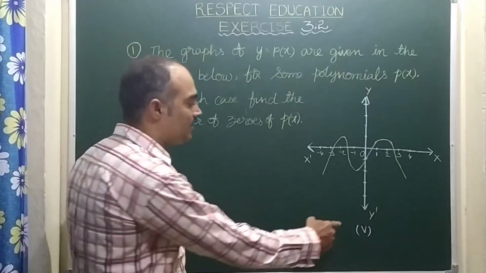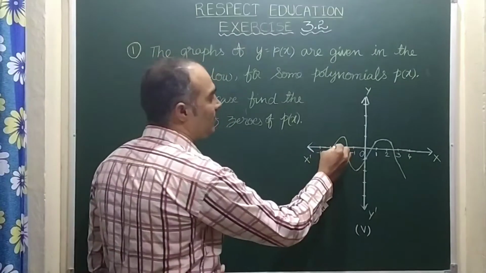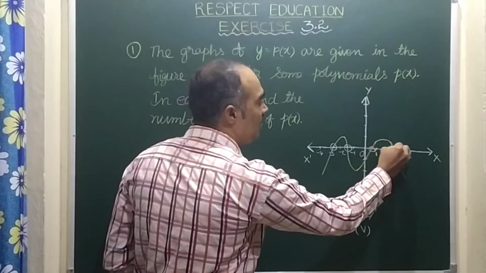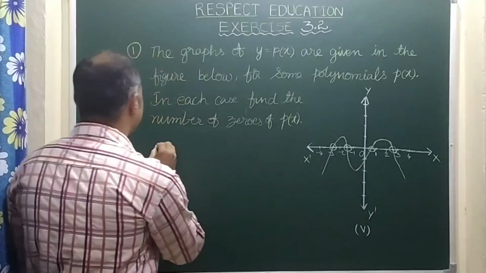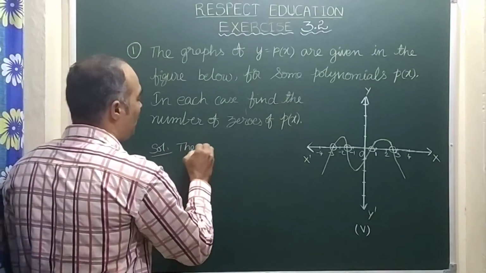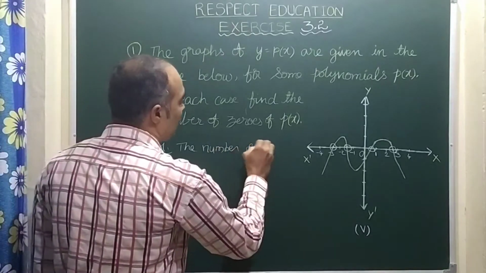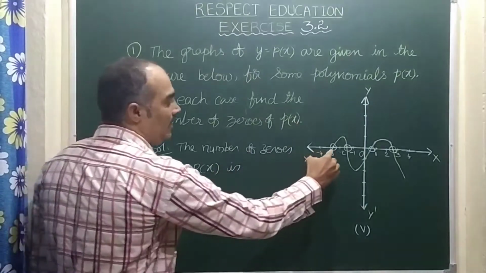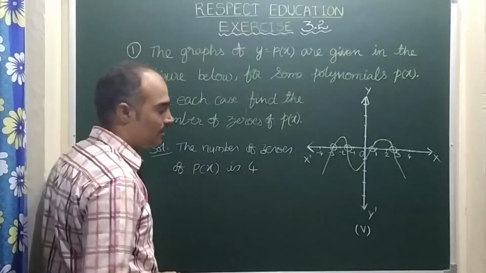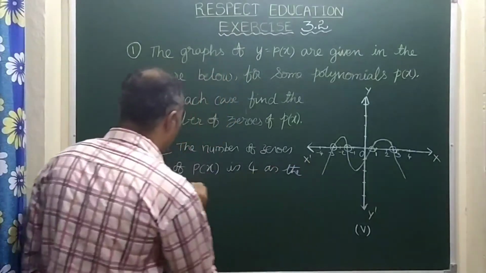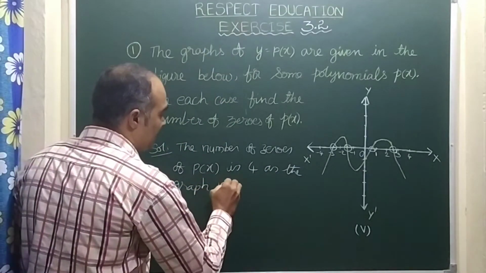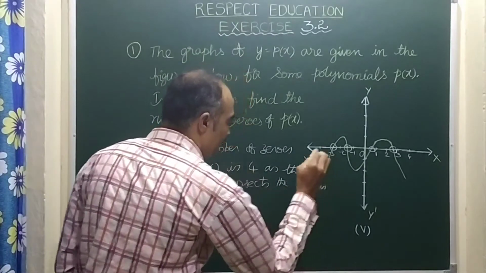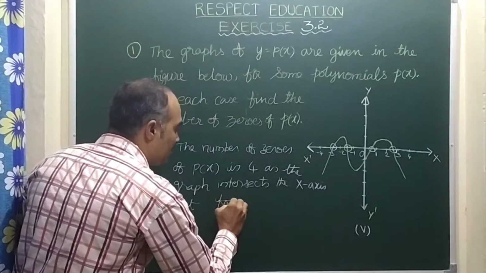Now let us do the next bit, that is the fifth bit. See here the graph intersects the x-axis at 1, 2, 3, 4 points. So let us start the answer here. The number of zeros of p of x is 4, as the graph intersects the x-axis at 4 points.